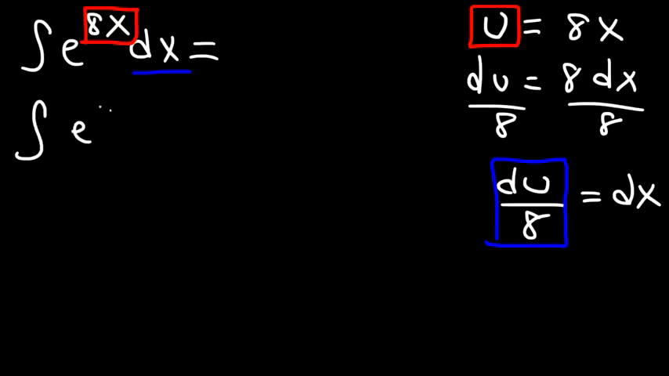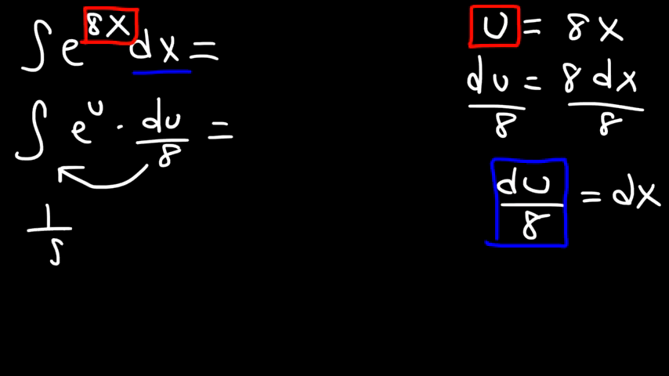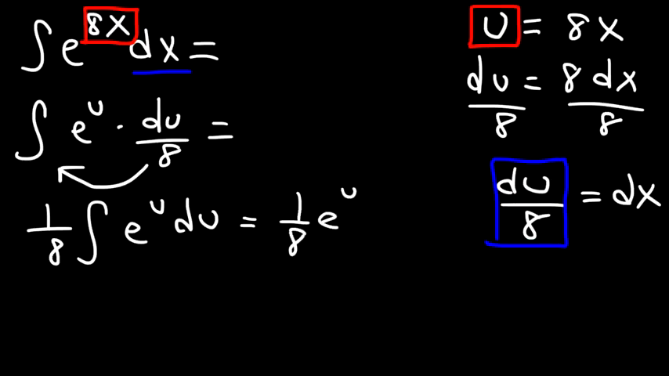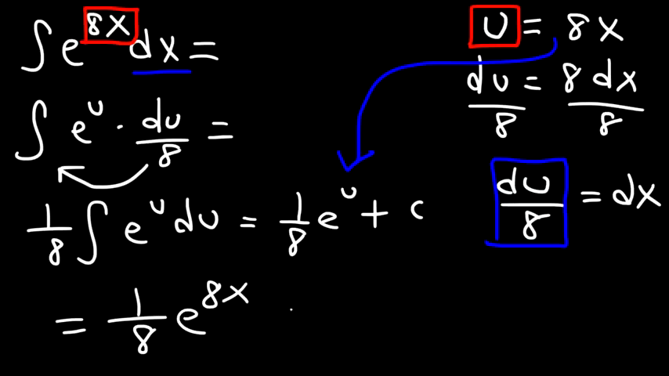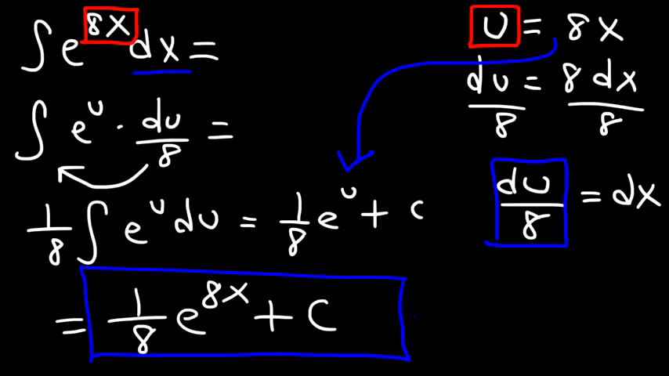So right now, we have e to the u, and then dx is du over 8. And we're going to move the 8 to the front. So it's 1 over 8 integral of e to the u du. And the antiderivative of e to the u is just e to the u, just as the antiderivative of e to the x is e to the x. So this is 1 over 8 e to the u plus c. Now, we need to replace the u variable with 8x. So the final answer is 1 over 8 e to the 8x plus c. And so that's how you could show your work using the technique known as u substitution.